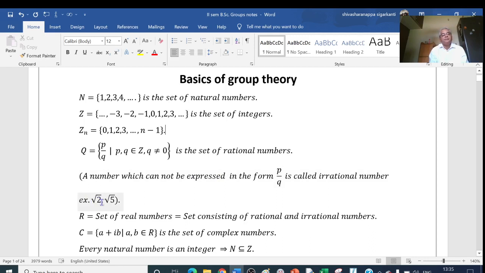This is a real number. We can't express this in the form of p by q. Similarly, root of 5 is also an irrational number. This is a real number, but it is irrational. This is not a rational number. Root 5 cannot be expressed in the form of p by q. Such numbers are known as irrational numbers. And the set of real numbers is denoted by capital R, and this consists of both rationals and irrationals.